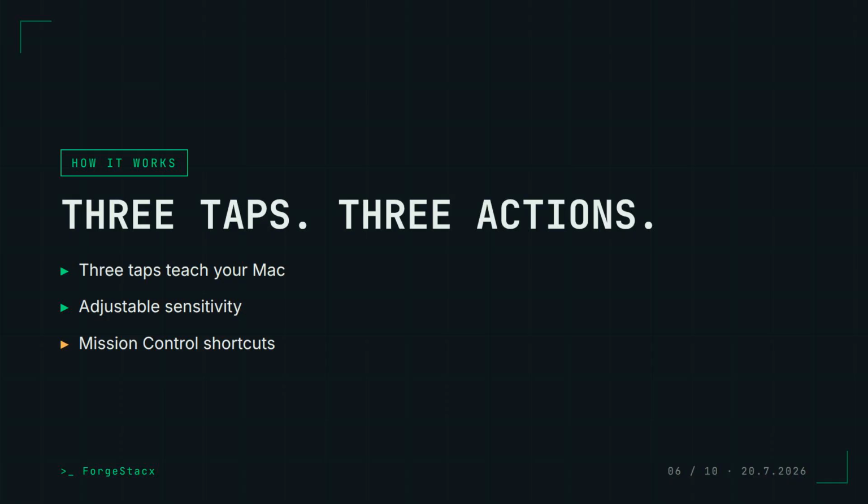Once trained, a left side tap sends the Control plus Left shortcut that moves to the previous space. A right side tap sends Control plus Right. And a top edge tap sends Control plus Up to launch Mission Control. If you changed your system defaults, you can remap each tap direction to match.